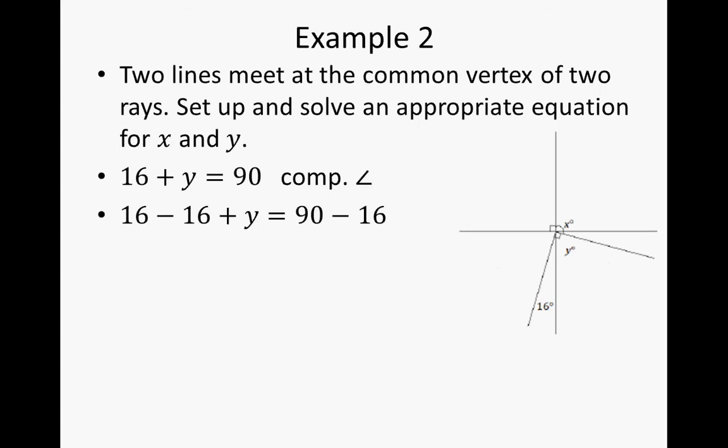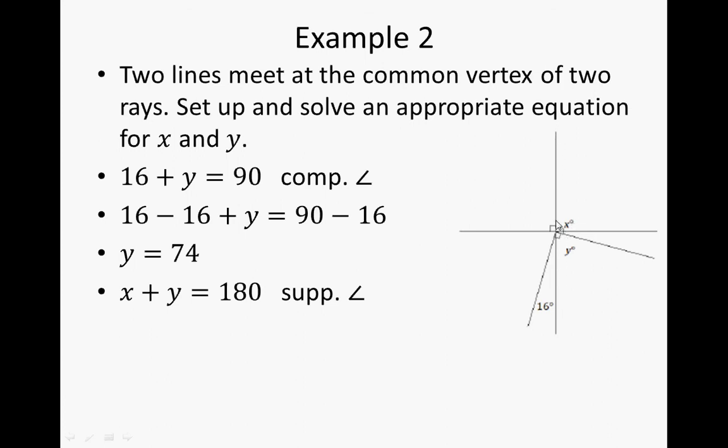So in order to solve for y, we would subtract 16 from both sides, and y would equal 74. So y is now equal to 74. But now we also know that x and y is 180 degrees because they sit on this line right here. They are angles on a line.